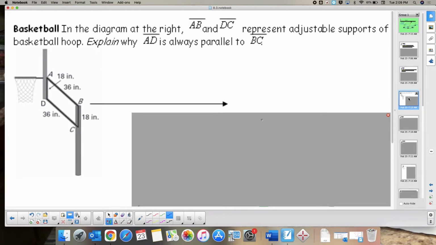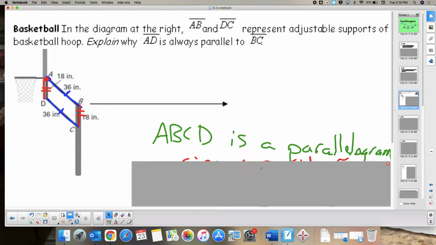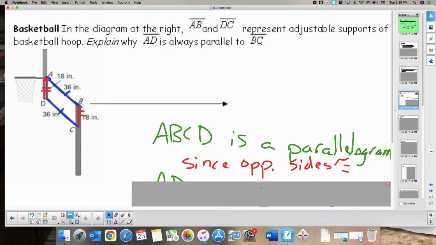All right, taking a look at our example, it says in the diagram, AB and DC represent adjustable supports of a basketball hoop. It says explain why AD is always parallel to BC. Well, if you look at the measurements that are here, this support bracket, the 36 inches and the 36 inches, they will never change their lengths, no matter how you have that hoop set up. They're metal brackets. Likewise, the AD and the BC, the 18 inches that are there, they will never change their lengths either. So, in that figure, it's always a parallelogram since those opposite sides are always going to be congruent.